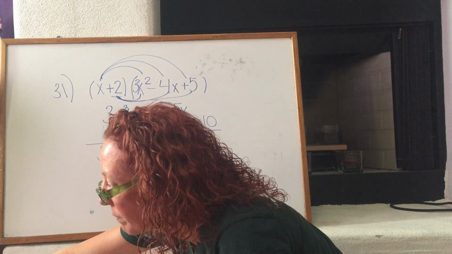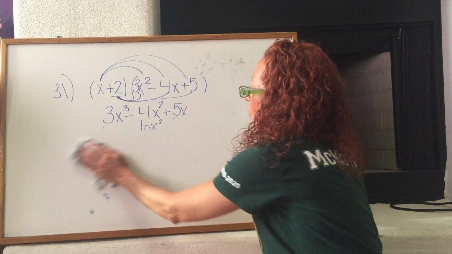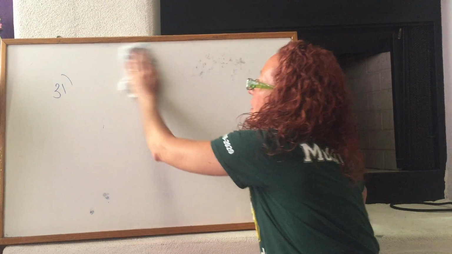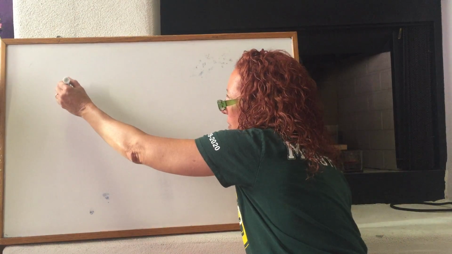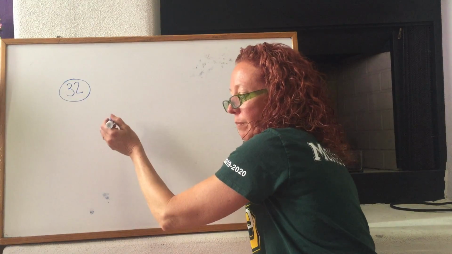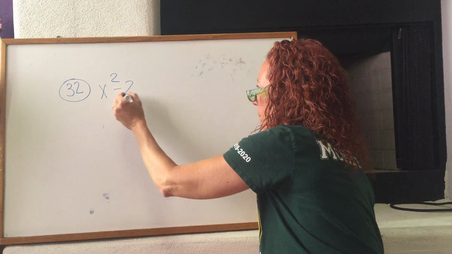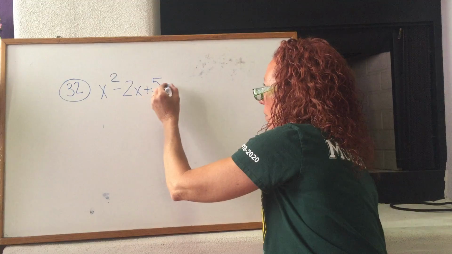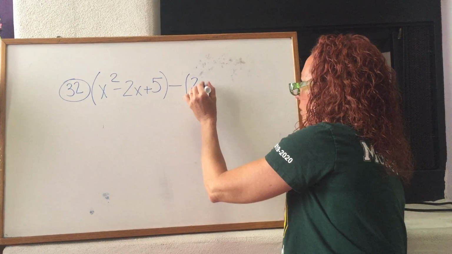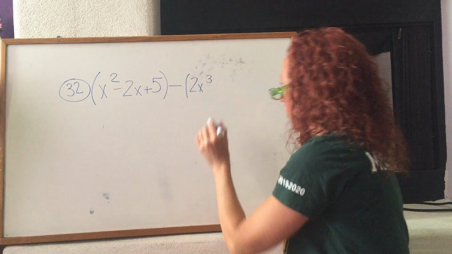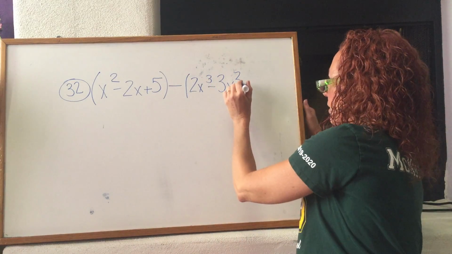All right, 32. Oh my gosh, 32 is just to subtract. So one thing that students do commonly, hopefully I won't do it when I show you the answer here, is you forget to distribute that negative. So x squared minus 2x plus 5 minus 2x to the third minus 3x squared plus 4x minus 3.